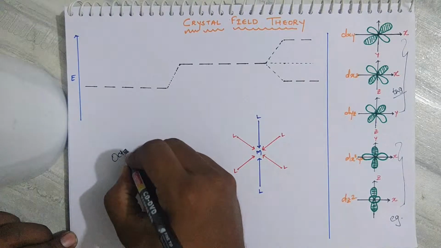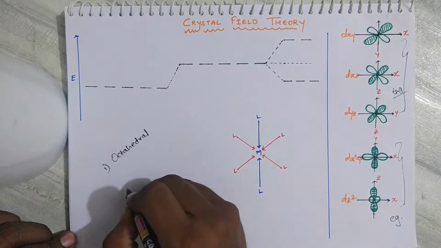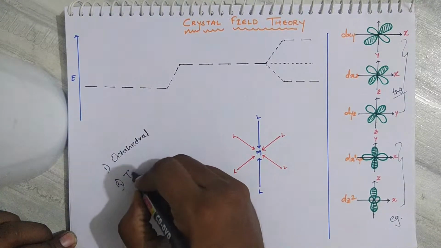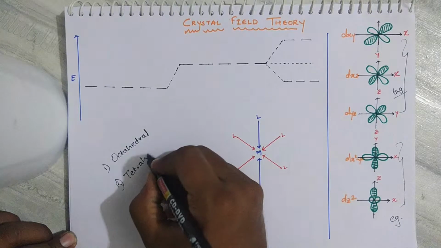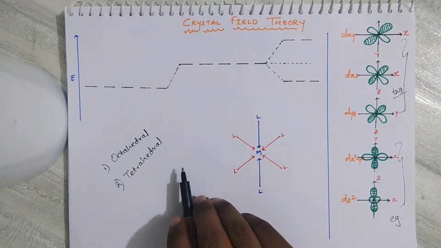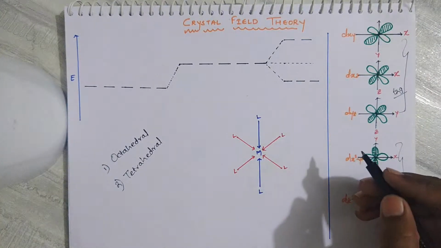One is the complexes which are going to form in an octahedral way, or the octahedral complexes. Second kind of complexes that we are going to discuss is the tetrahedral complexes. So these are the 2 kinds of complexes that we are going to discuss in crystal field theory, and how the splitting happens when there is a formation of a complex.